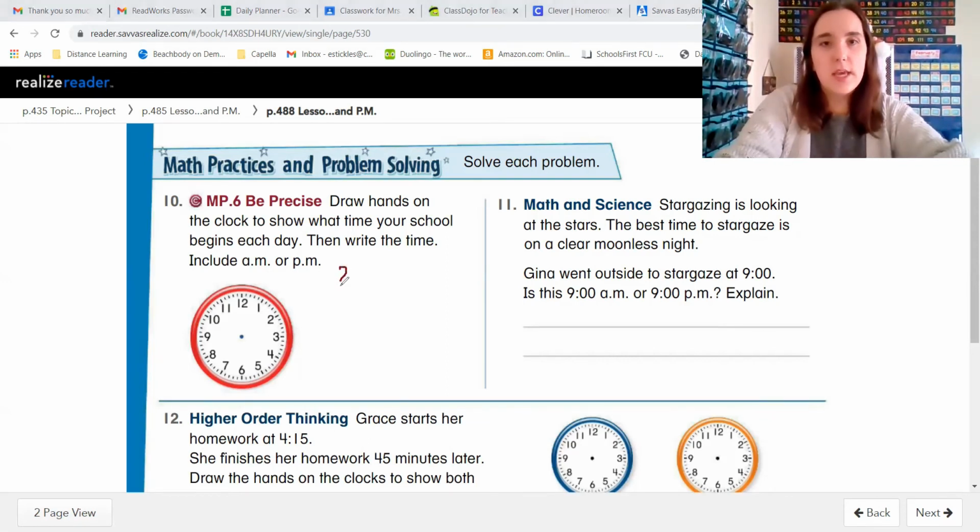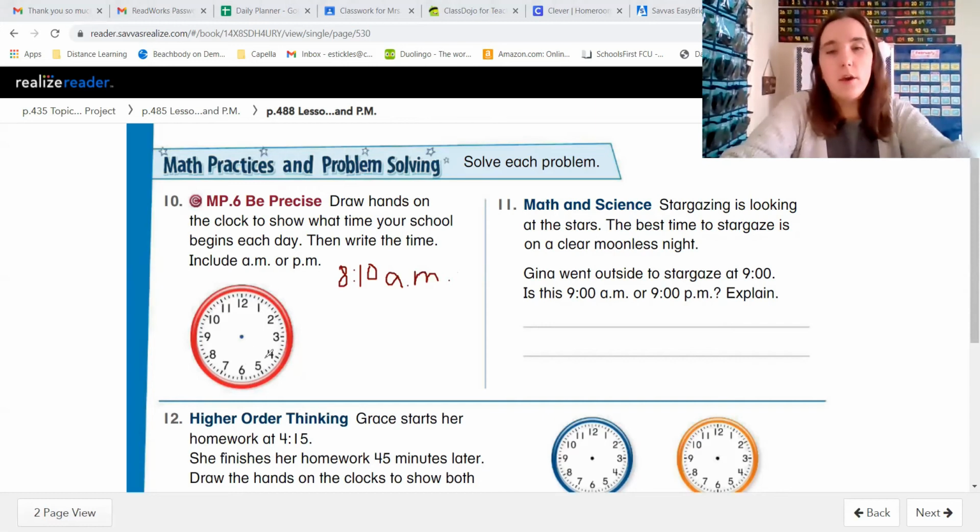My first Zoom meeting starts at 8:10 in the morning, and I know it's in the morning, so I'm going to say AM because that's before noon. Okay, now I'm going to draw that time on my clock. So my 8 o'clock hour means I have to draw my hour hand between the 8 and the 9. So a short little hour hand, and then it's 10 minutes after 8. So I'm going to start up here and go 5, 10. I need to place my minute hand right at the 2. Just like that. So there's my time. 8:10 a.m. is when I start my first Zoom meeting.